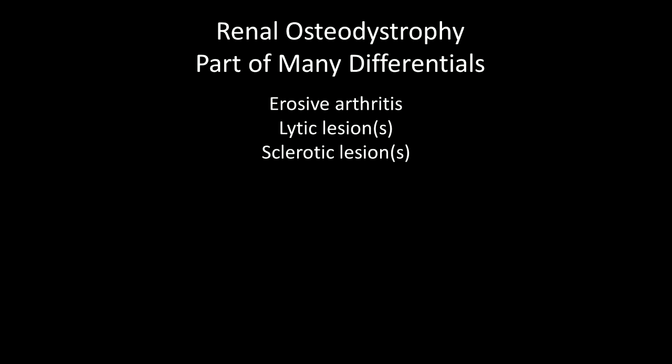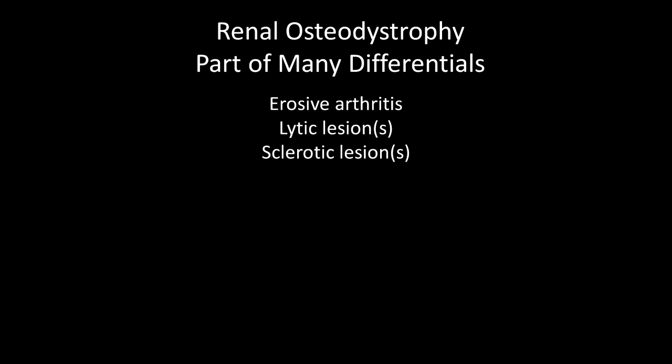The other reason I like renal osteodystrophy is because it is part of so many differential diagnoses. So, for example, erosive arthritis that we commonly encounter in the setting of rheumatoid can look occasionally like renal osteodystrophy, or to say it a different way, renal osteodystrophy can occasionally look like rheumatoid arthritis.